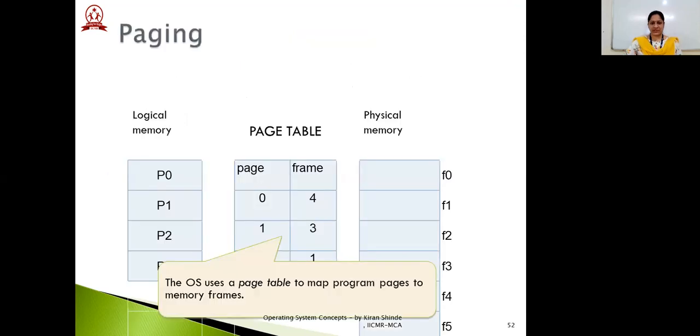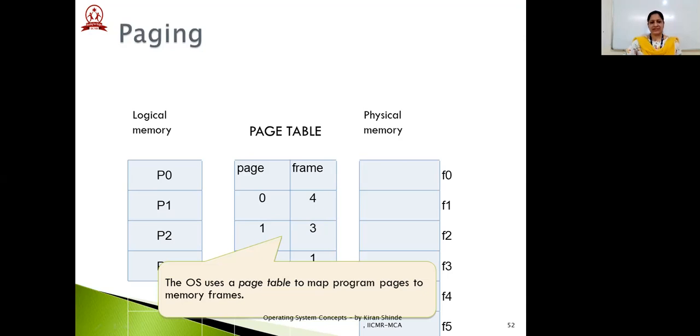So in this particular example, the logical memory and the physical memory are shown. And there is a page table in the middle of these two memories, showing two fields: page number and frame number. Essentially, the page is mapped with the frame. It means page 0 from the logical memory will be mapped with frame 4. Page 1 in the logical memory will be mapped to frame 3 of the physical memory.